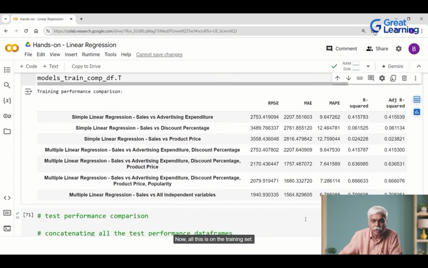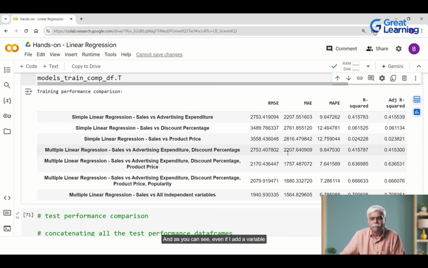Now, all this is on the training set. This entire thing is on the training set. This R square of 41% is going to be lower if the simple linear regressions are not from variables that are highly correlated. To include those variables in a model, we can add them to a model that has highly correlated base variables to begin with. Add them to, for example, sales.